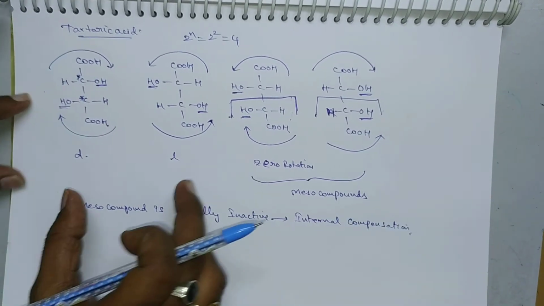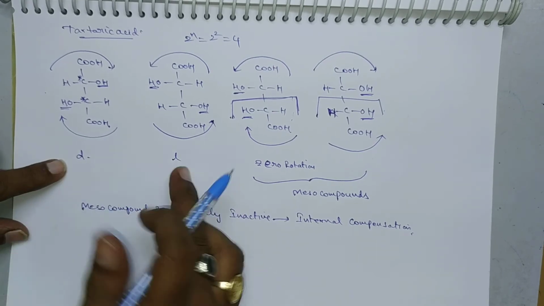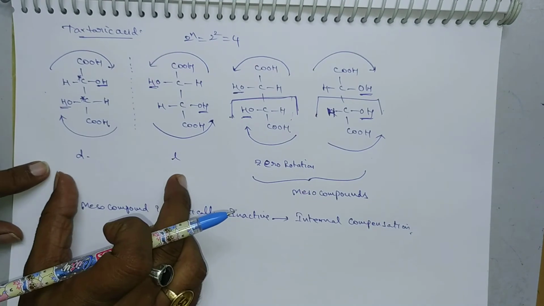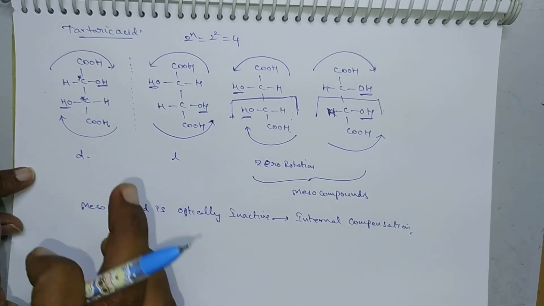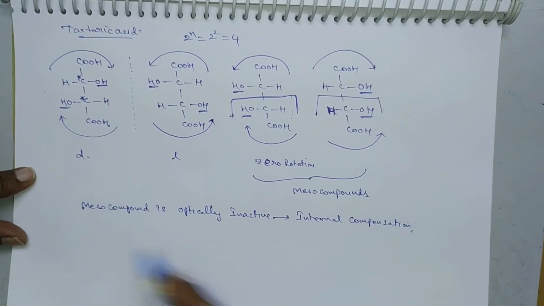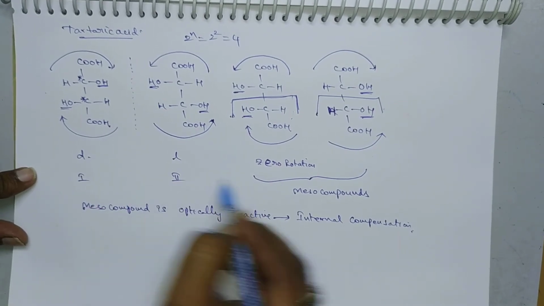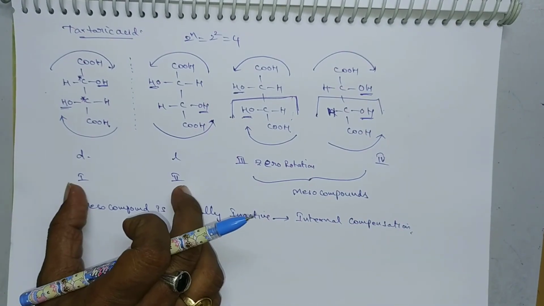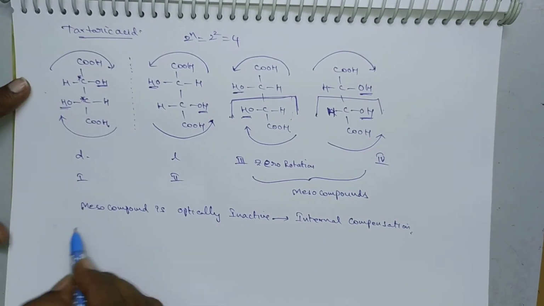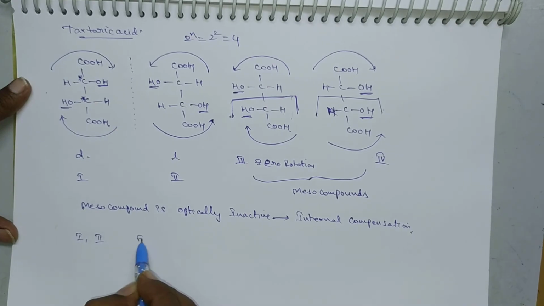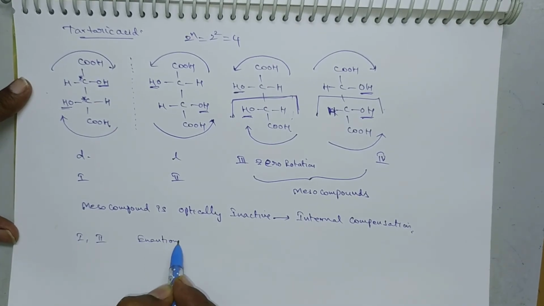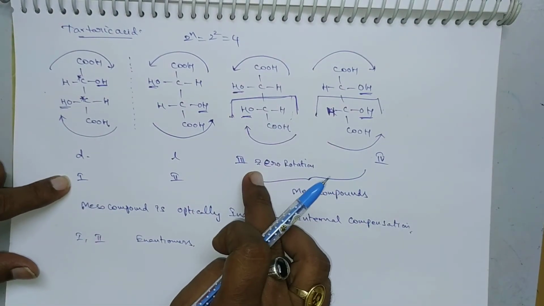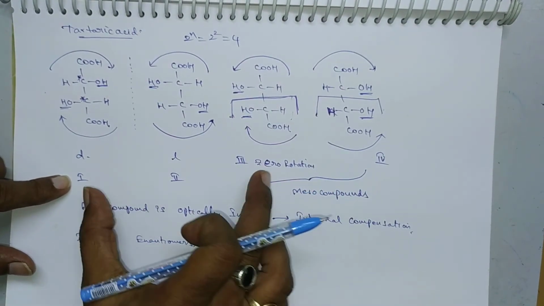And next, here this L compound and D compound both are having non-superimposable mirror image relationship. Again, these 2 are having non-superimposable mirror image relationship. So that's why these 2 are called enantiomers. So here let it be labeled as 1, 2, here it is 3 and 4. So here 1, 2 exhibits non-superimposable mirror image relationship. So that's why 1 and 2 are called enantiomers.